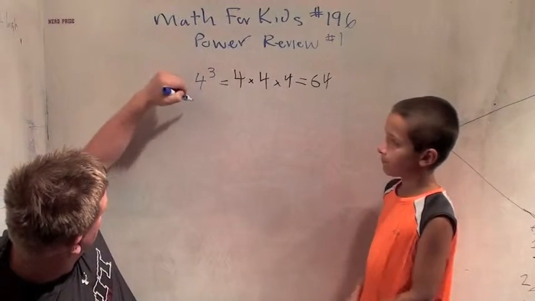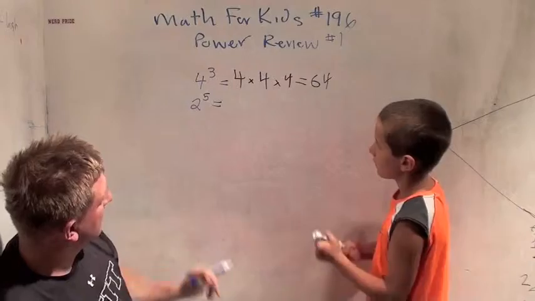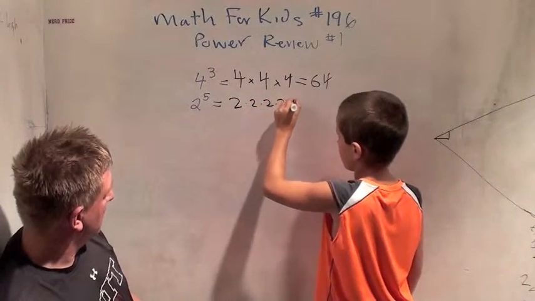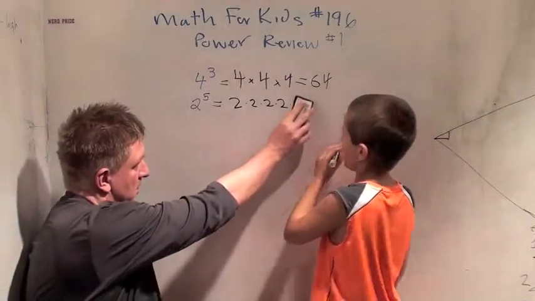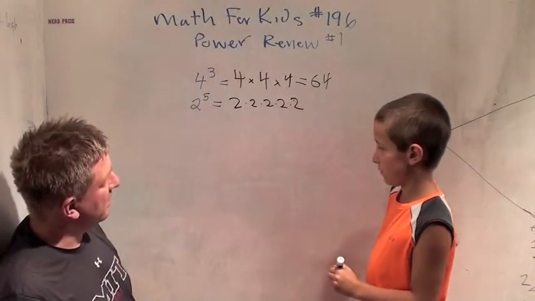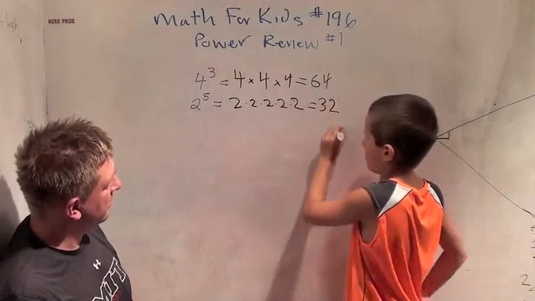How about 2 to the fifth? What does that mean? It means 2 times 2 times 2 times 2 times 2. Okay, great. And what is that? This is 32. Okay.